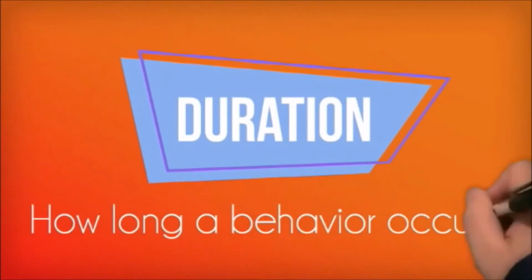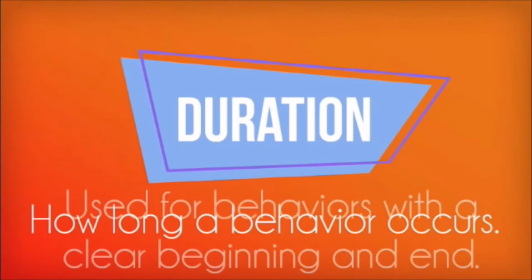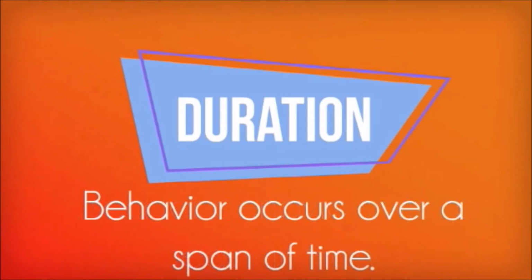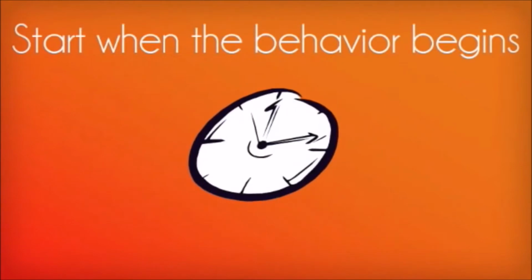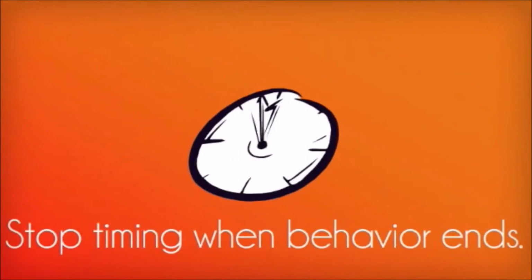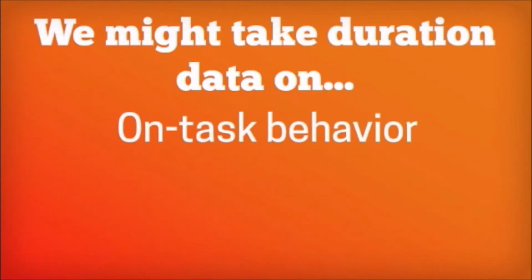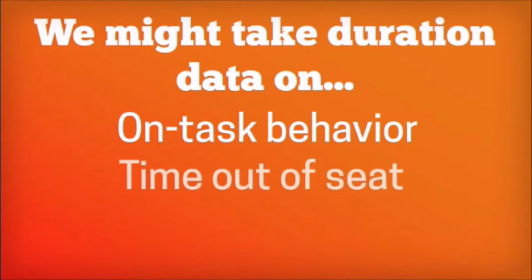Remember, duration is defined as how long a behavior occurs. We use durational data when we're working with behaviors that have a clear beginning and a clear end and occur over a span of time. We simply start our stopwatch when the behavior begins, and we stop the stopwatch when the behavior ends. We might take durational data on something like on-task behavior, or maybe how long a student is out of his or her seat.